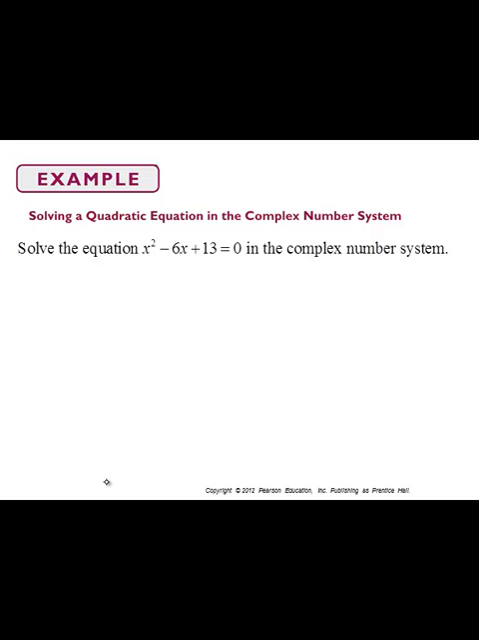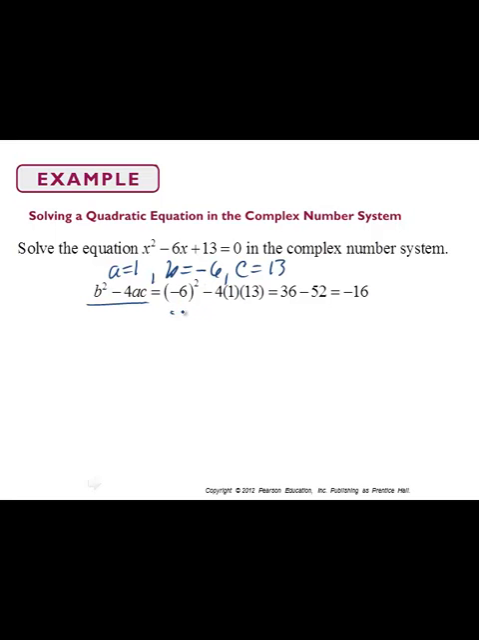So let's do a couple of examples here. First, we have x squared minus 6x plus 13. Let's go ahead and solve this quadratic equation by plugging in 1 for a, negative 6 for b, and 13 for c into the quadratic formula. When we evaluate the discriminant, b equals negative 6 squared, which is 36, minus 4ac, well, 4ac is 52, so 36 minus 52 is negative 16. We have a negative discriminant.